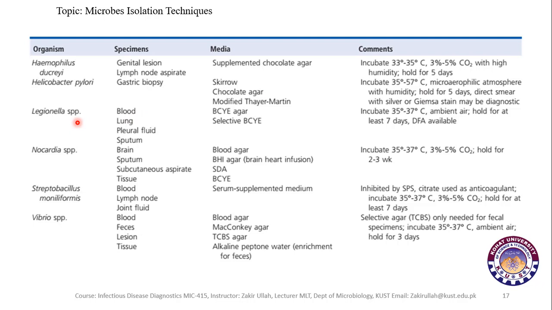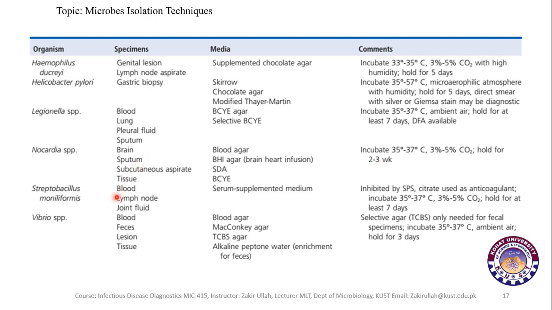Legionella species are isolated from the blood, lung, pericardial fluid, and sputum, and a selective agar is used, with incubation at 35 to 37 degrees centigrade for 7 days with ambient air. Nocardia is isolated from the brain, sputum, subcutaneous aspirate and tissue, and BHI or serum supplemented agar or BCYE agar is used. They can be kept in microaerophilic conditions for up to 3 weeks.